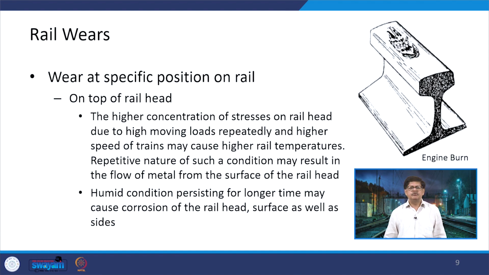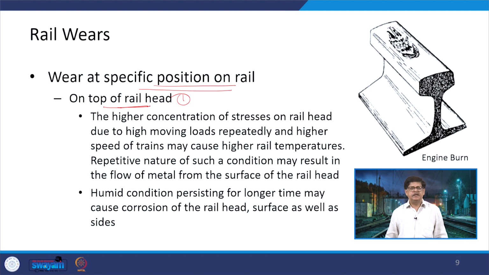Now, let us move with respect to the rail. So, a specific position on rail. So far we talked about where the track is available and based on that particular location how the problems are surfacing. Now, on the top of the rail head, this is the first case which we have defined when I made one diagram while defining the various locations.